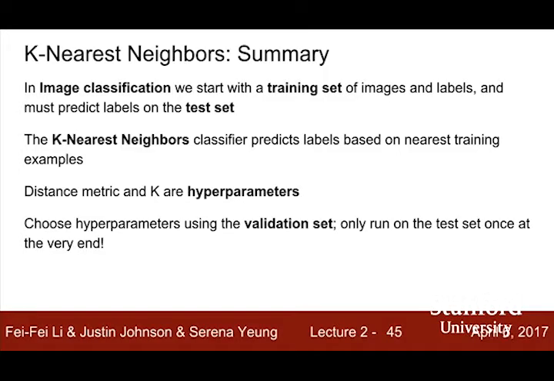So the summary is that we're using k-nearest neighbor to introduce this idea of image classification. We have a training set of images and labels, and then we use that to predict these labels on the test set.